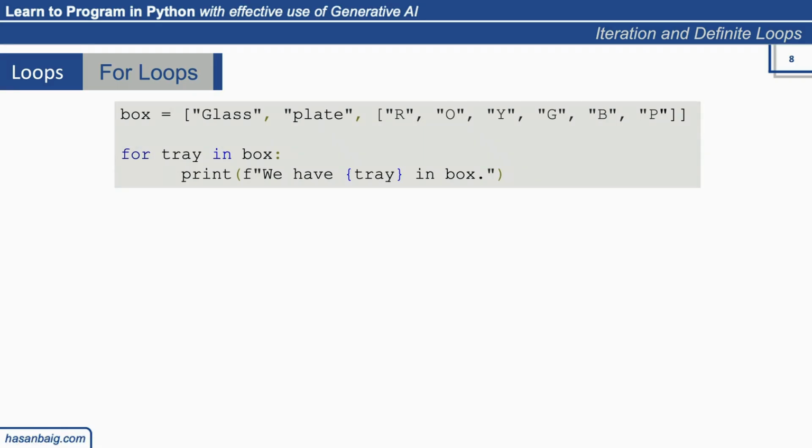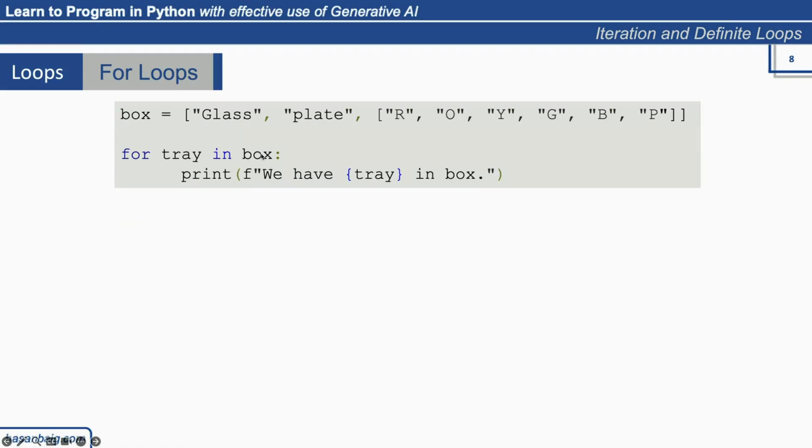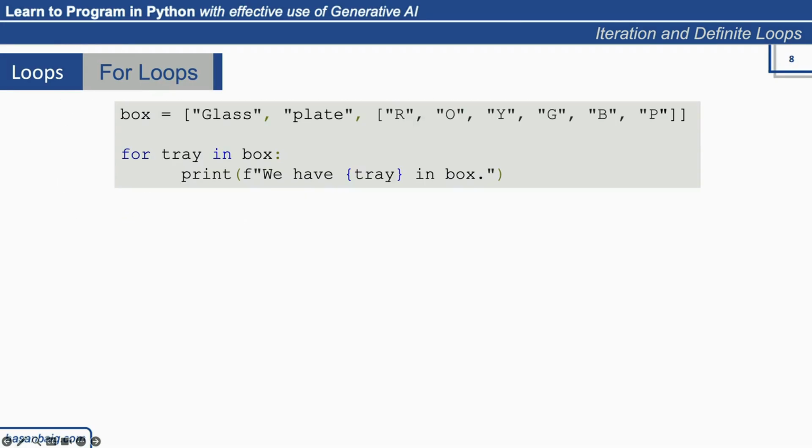So now I have glass, plate, and a nested list, which is also another container. Now when I write for tray in box, box is the name of the container. If you refer back to the syntax, this is a container and we have to specify the name of the container here. And after the for keyword, this is a variable. You can name it however you want. I have named it tray.